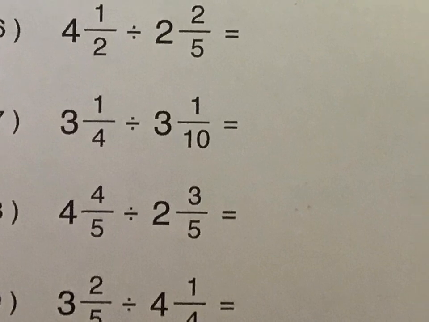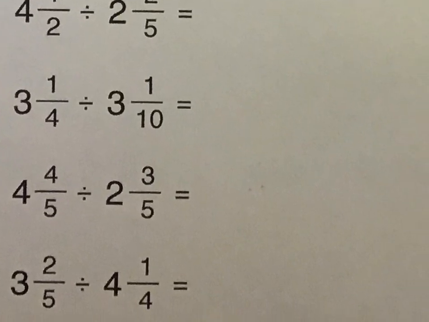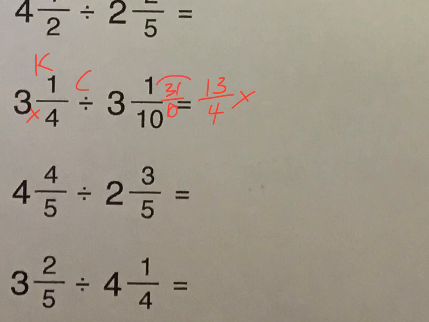Let's do number 7. Number 7 is 3 1/4 divided by 3 1/10. Now remember, I'm going to say it again, when we have a mixed number, we have to change it into an improper fraction. So 4 times 3 is 12, plus 1 is 13 over 4. We're going to keep that fraction. This is the keep it, change it, so change it to multiply, and now we have to change this into an improper fraction before we flip it. So 3 times 10 is 30, plus 1 is 31/10. Now we're going to flip this guy. So this is the flip it. So it becomes 10 over 31.